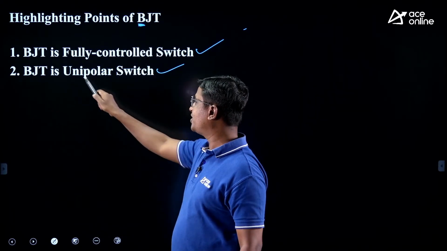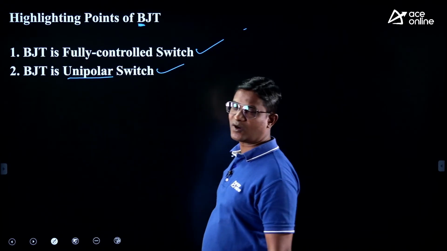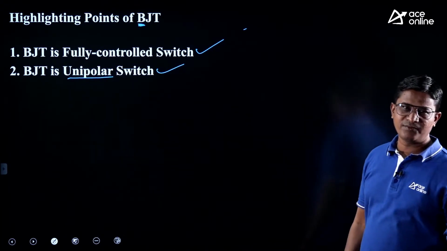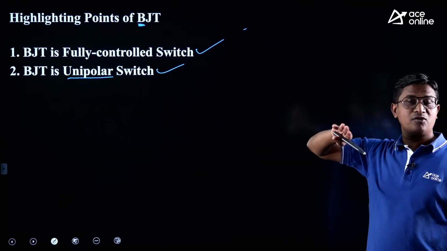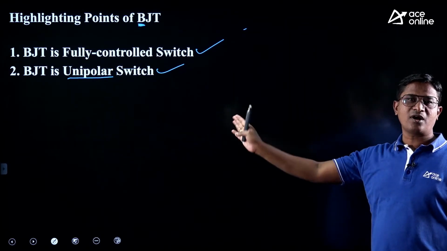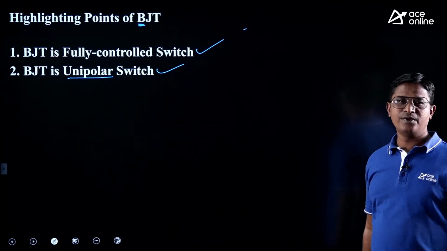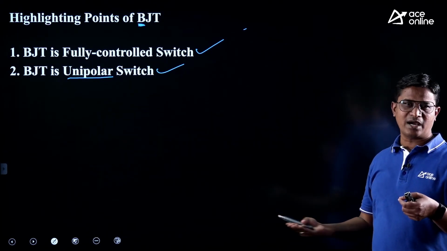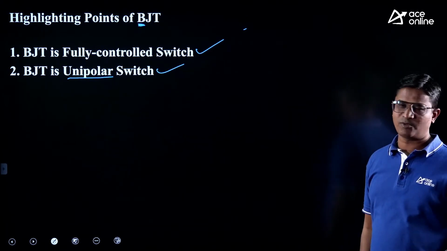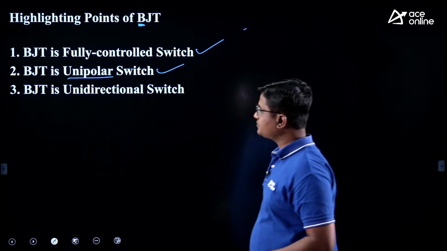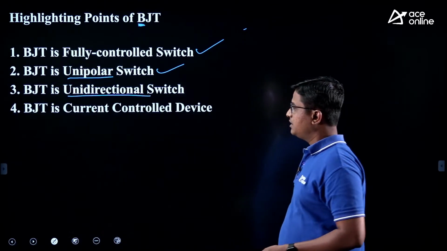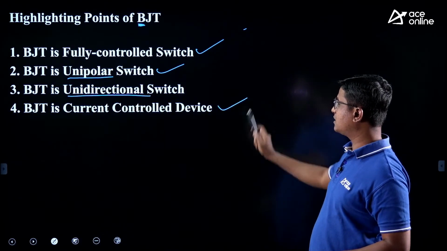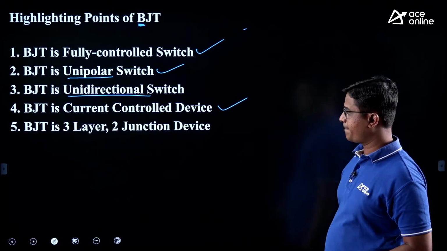But it is a unipolar device, because in power electronics we are dealing with a high value of voltage, and your power BJT can block high value of forward voltage. It cannot block high value of reverse voltage, okay. Very small value of reverse voltage it can block, hardly 40 to 50 volt. Next, it is a unidirectional switch, and it is a current controlled device.